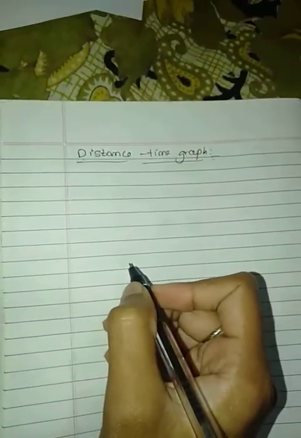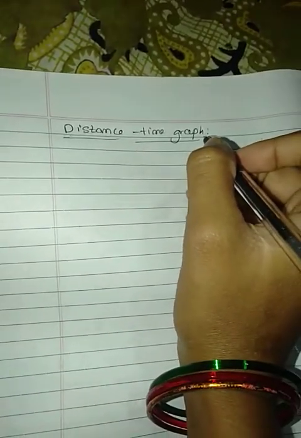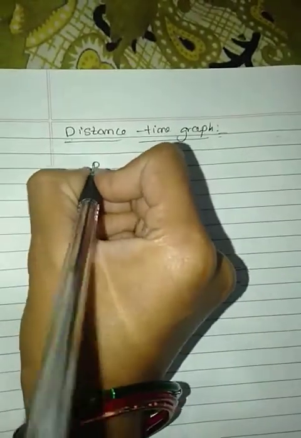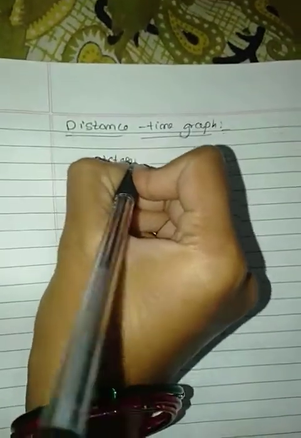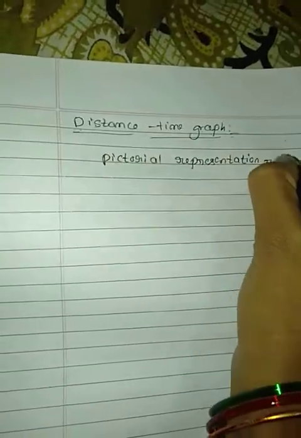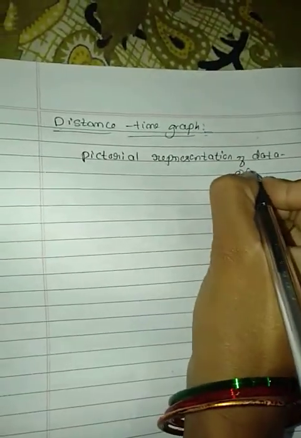The next one is the distance time graph. So what is a graph? First we have to learn what a graph is. The graph means pictorial representation of given data. Remember that, pictorial representation of data is called a graph.